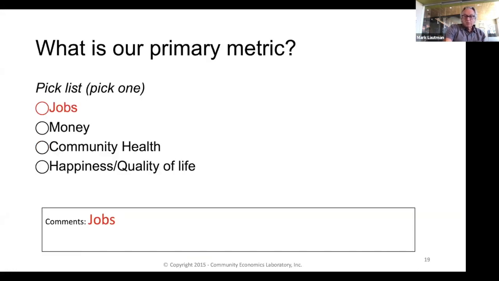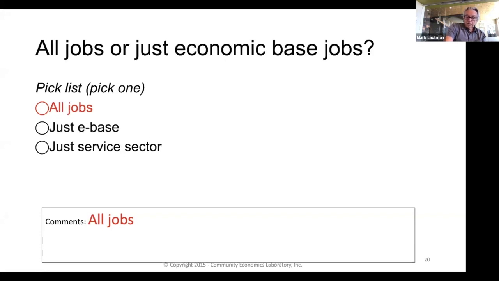What's your primary metric? Jobs, money, community health, happiness, quality of life, some other metric. You've got to pick one. We've chosen jobs, for multiple reasons. It's easier and better and a more powerful metric than money is. So we've chosen jobs, and this whole calculus and model is set up to look at jobs. All jobs, but we're going to focus on economic-based jobs for the purposes of the case study. But the assessment that was done in May actually lays out what they believe the job losses in the service sector are going to be too.